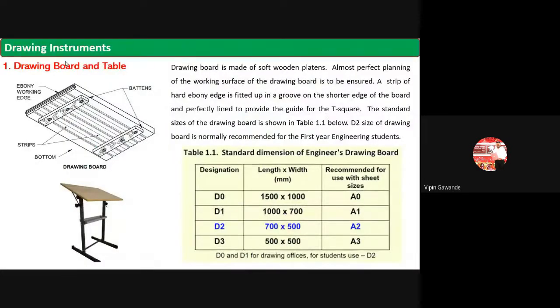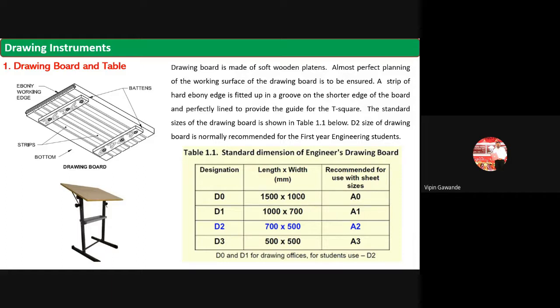The next topic we discussed is the drawing instruments, so MCQ questions will start from here. The drawing board is the most important drawing instrument used for engineering graphics. On this topic, they will ask MCQs on the D0, D1, D2, D3 designations and their lengths.